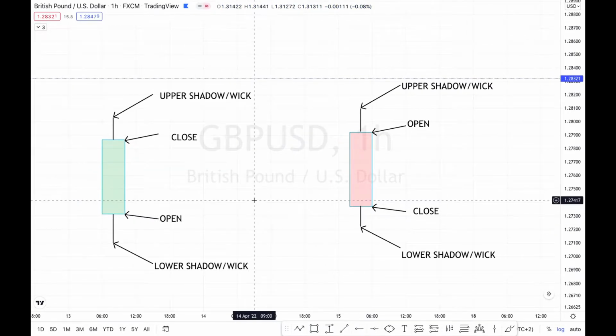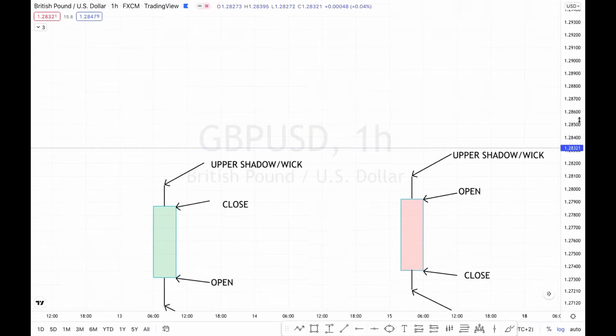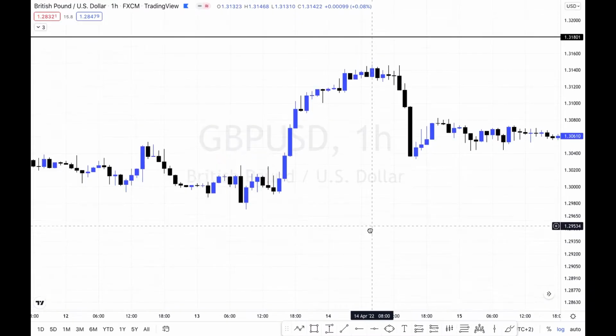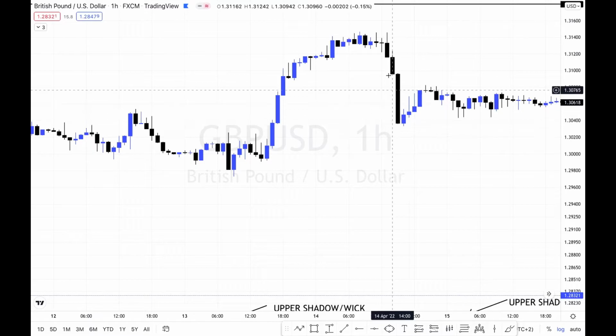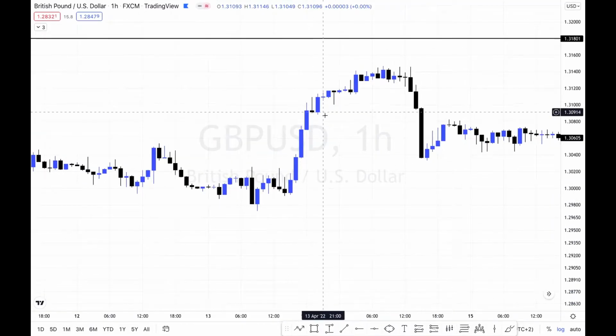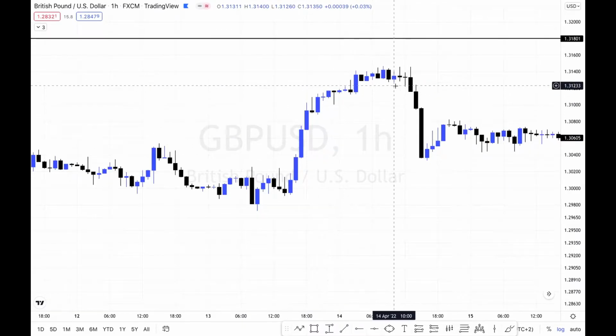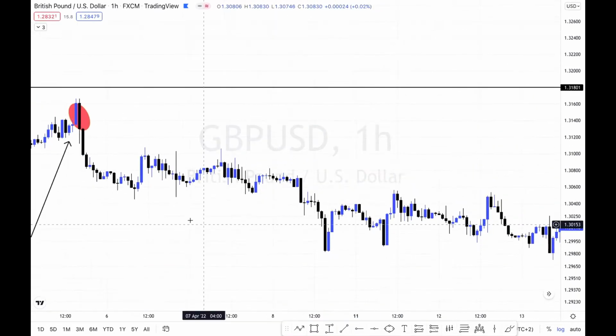So let us look at the charts. By the way, my charts are customized, right? So instead of green, I have blue, and instead of red, I have black. This is just colors; it changes nothing. So my bullish candles are blue, and my bearish candles are black.